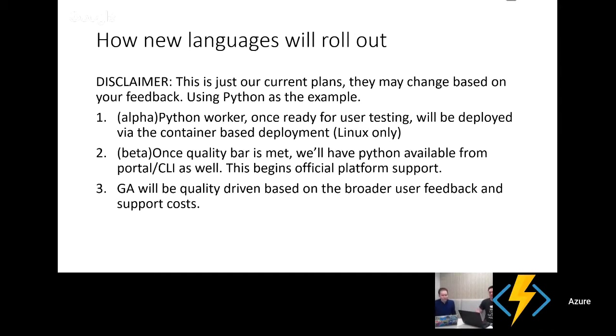So, how the new languages will roll out, and this is a disclaimer, this is just current plans. They might change as we meet the reality of the world, but this is what we've mapped out together. Most of this is using Python as the example, because Python's currently top of mind for how we get it up for private preview and public preview. We don't actually have private preview because we're open source, so I'm just calling it alpha and beta from now on. Alpha for Python is, once we have a working functional version, we'll get a Docker container that has the Python version inside of it, and users will be able to build their own custom version of our host with the Python worker in it and deploy it via Docker.